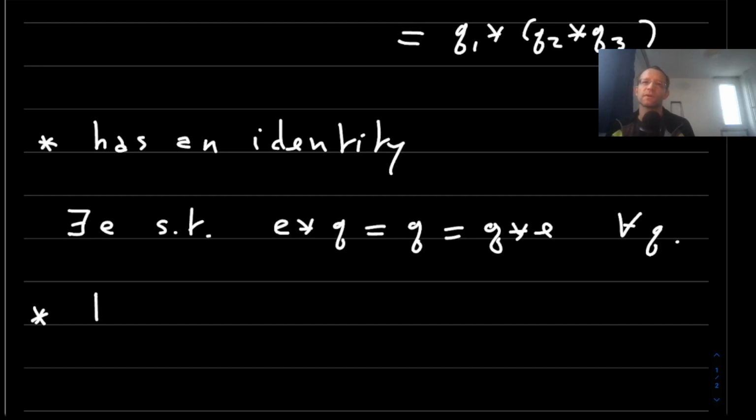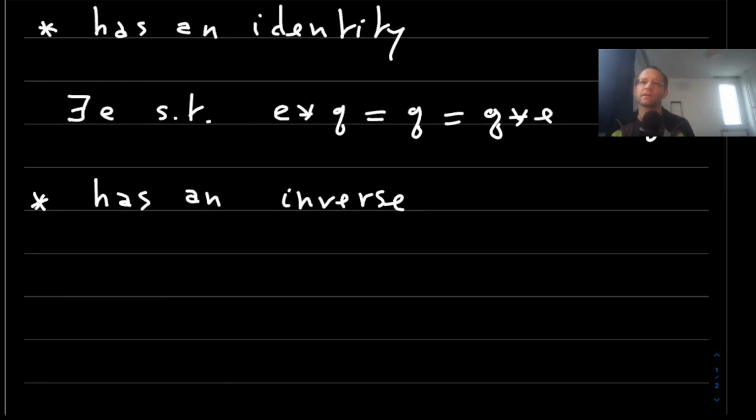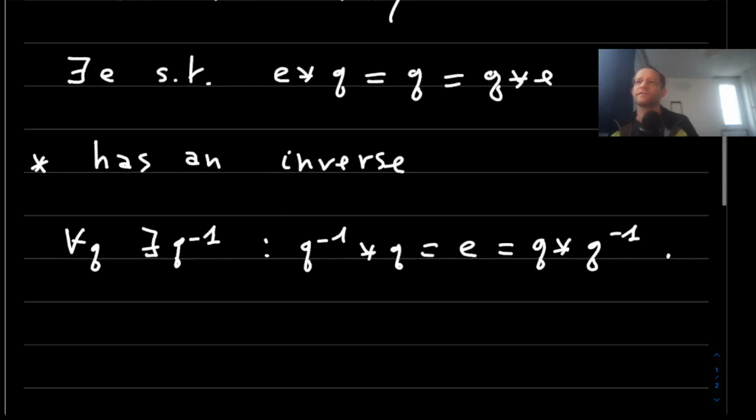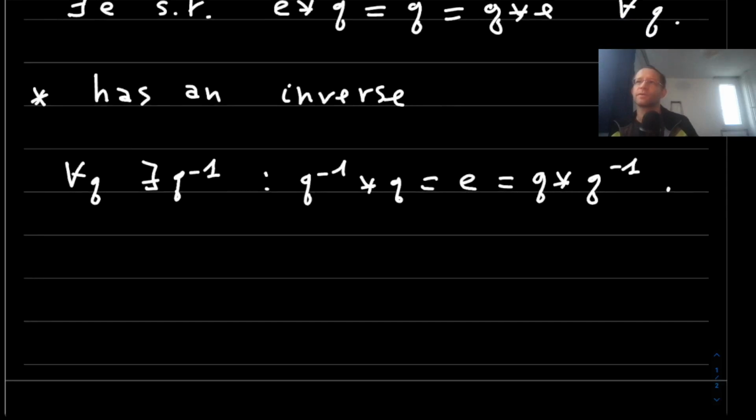Star also has an inverse. This means that for all G, there is a G inverse, which satisfies that G inverse star G is the identity element, which is G star G minus 1. So this is the definition of a finite group. We have all of its properties.